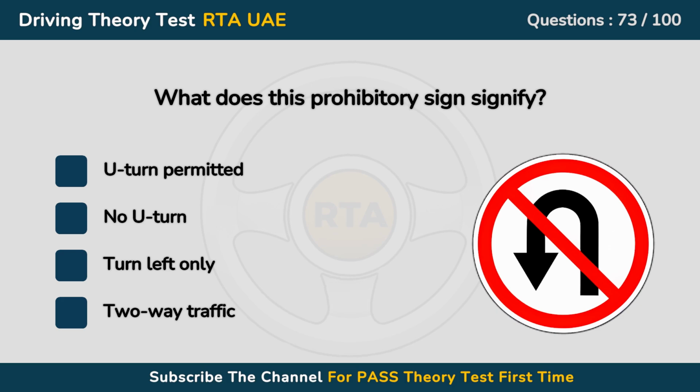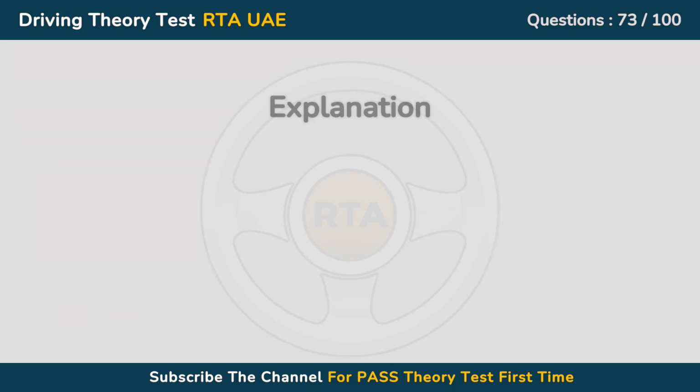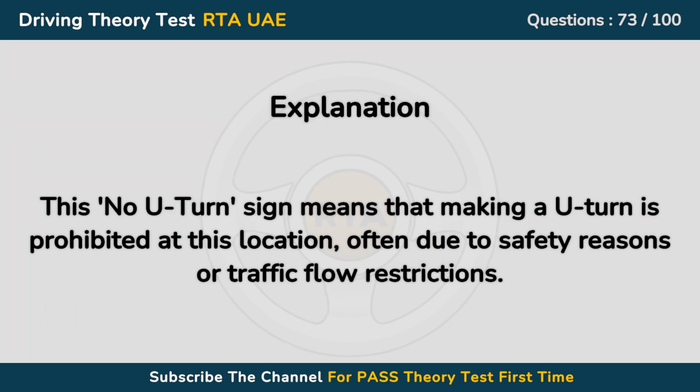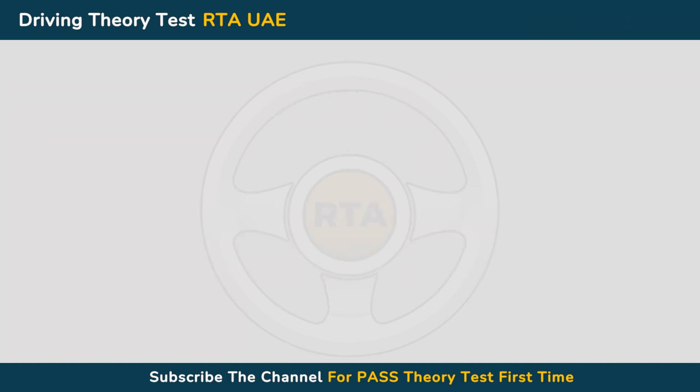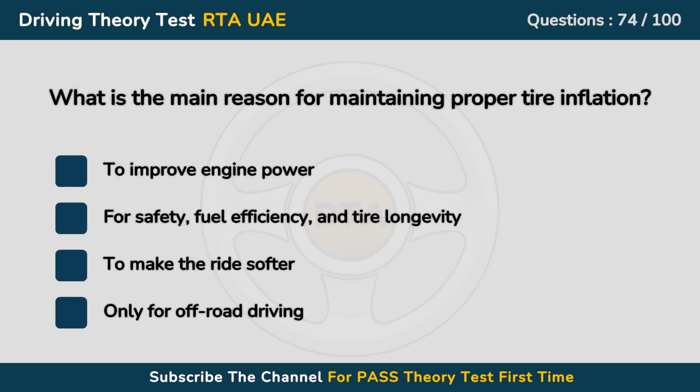Question 73. What does this prohibitory sign signify? A. U-turn permitted. B. No U-turn. C. Turn left only. D. Two-way traffic. Answers is B. No U-turn. This no U-turn sign means that making a U-turn is prohibited at this location, often due to safety reasons or traffic flow restrictions.